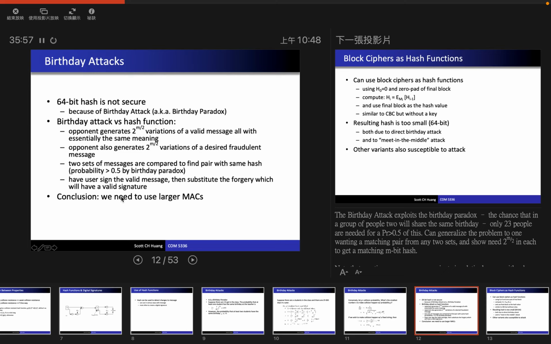Actually, the result is quite easy to formulate. Okay? So you just double the length, whatever the length you need. That's it. We need to use a larger message authentication code by doubling the length of the encryption algorithm.